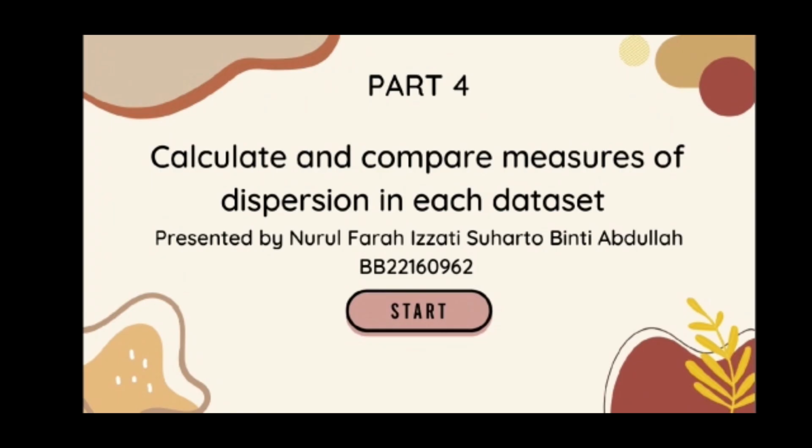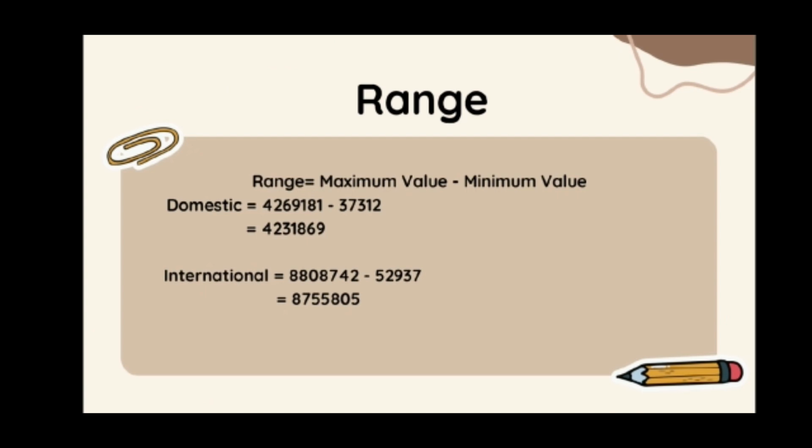Today, I would like to present my topic, which is Part 4, calculate and compare measures of dispersion in each dataset. First of all, to find the range, we need to know the formula of the range. The range gives us the variation between the largest and the smallest value. We take the largest value and subtract the smallest value. So, for domestic airlines the range is 4,269,181 minus 37,312, and we get 4,231,869.